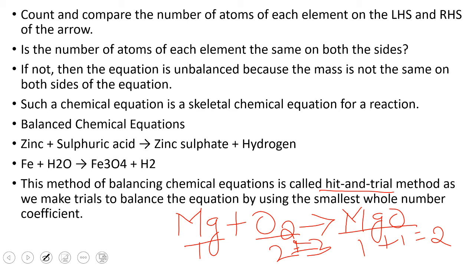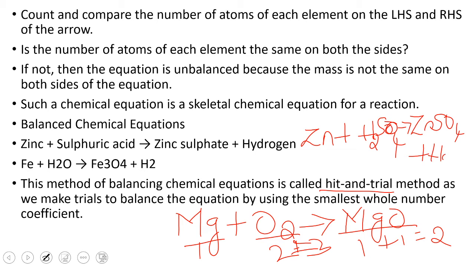This is a word equation. I'll write it in the form of symbols, like in the form of a chemical equation. So the zinc symbol is Zn, and the sulfuric acid chemical formula is H2SO4, which gives rise to ZnSO4 plus hydrogen gas, which is liberated in this reaction. So this is a balanced equation.